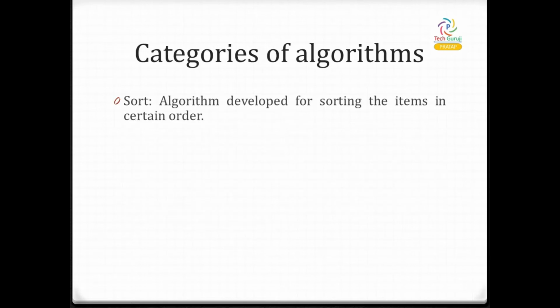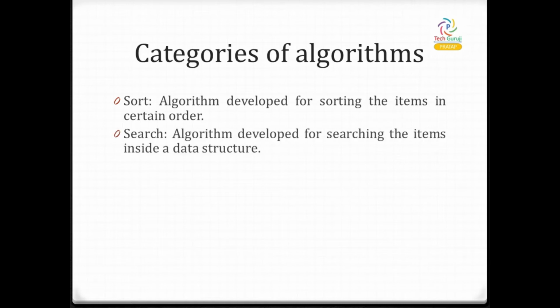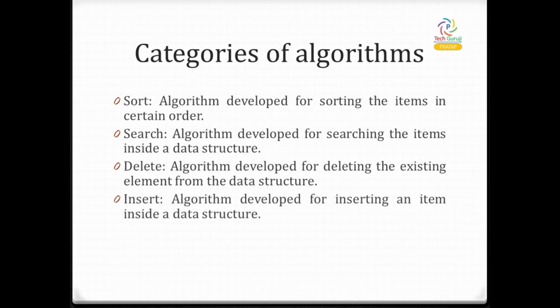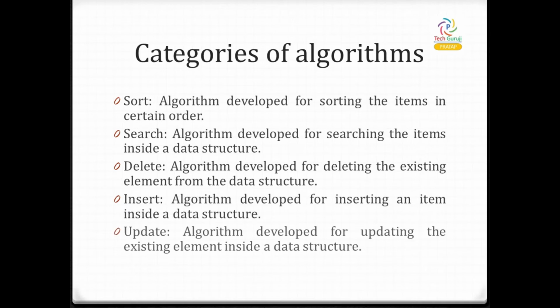There are many categories of algorithm. Sort: an algorithm developed for sorting the items in a certain order. Search: an algorithm developed for searching the items inside the data structure. Delete: an algorithm developed for deleting an existing element from the data structure. Insert: an algorithm developed for inserting an element inside a data structure. And update: an algorithm developed for updating an existing element inside a data structure.